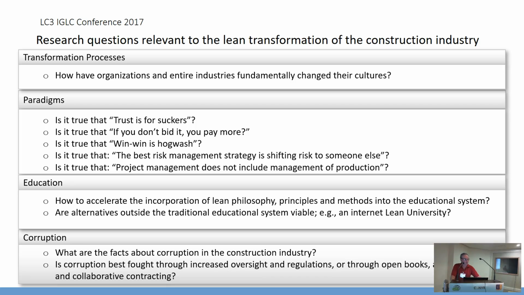And here I think is a very interesting one about methodology, specifically concerning how you fight corruption. Is corruption best fought through increased oversight and regulation, or through open books, aligning interests, and collaborative contracting? Can you really fight corruption by tightening the screws? Or do you simply create different channels for making money off of waste? You can see, I guess you can see my guess about the answer to that one.